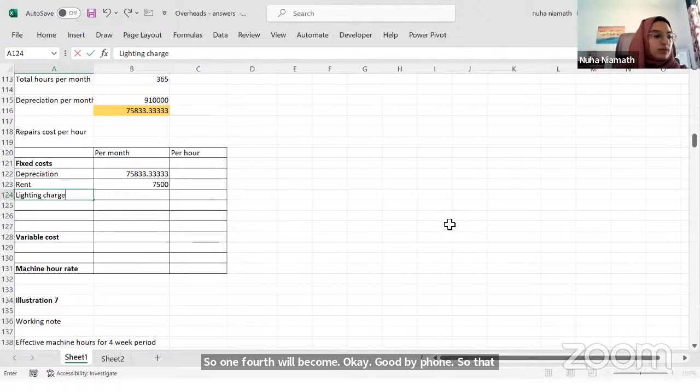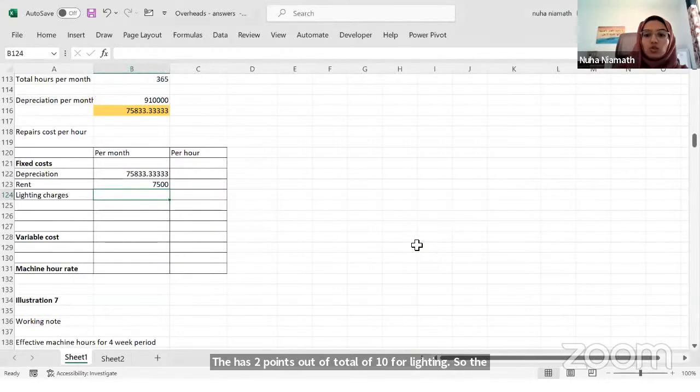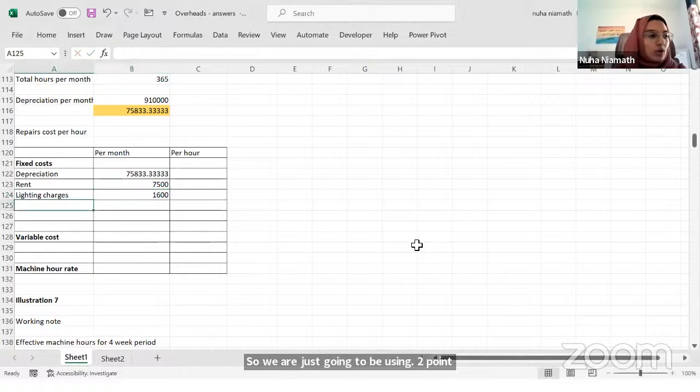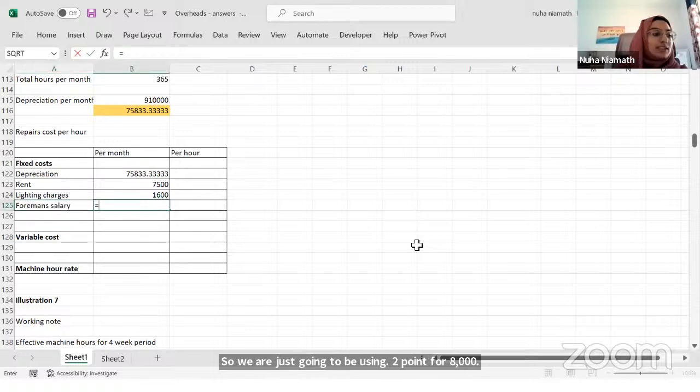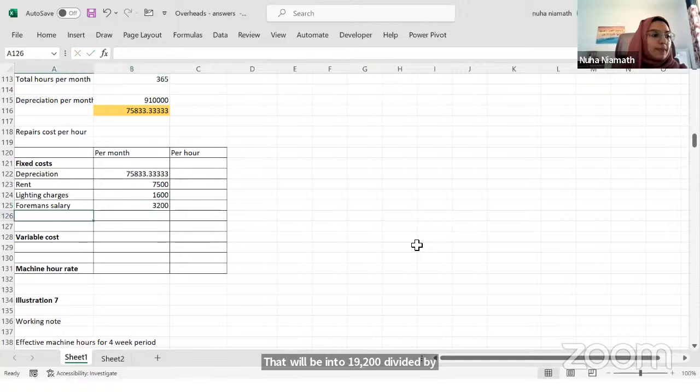Lighting charges. It has 2 points out of a total of 10 for lighting. So the total lighting charges is coming to 8,000 per month. So we are just going to be using 2 points. So 8,000 into 2 by 10 points. Okay. Then foreman salary is given to be for 1/6 only. So that will be 19,200 divided by 6. Correct.